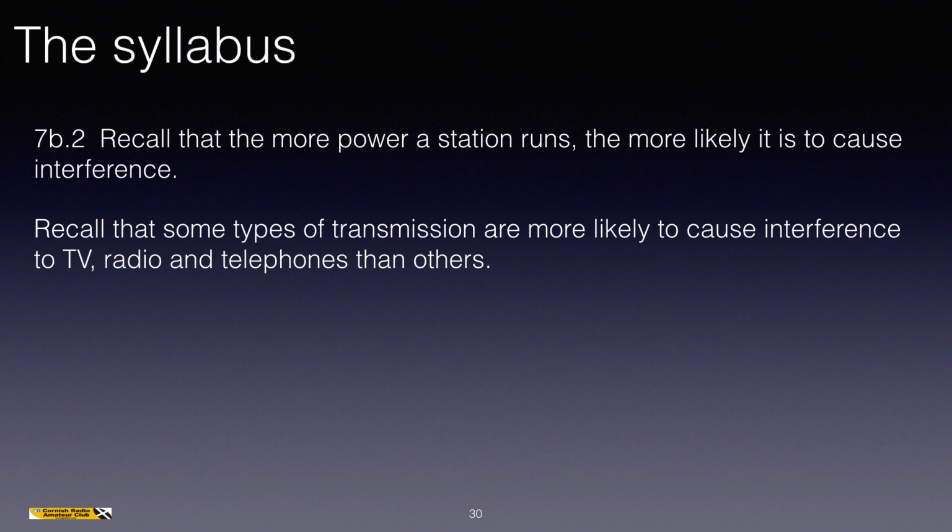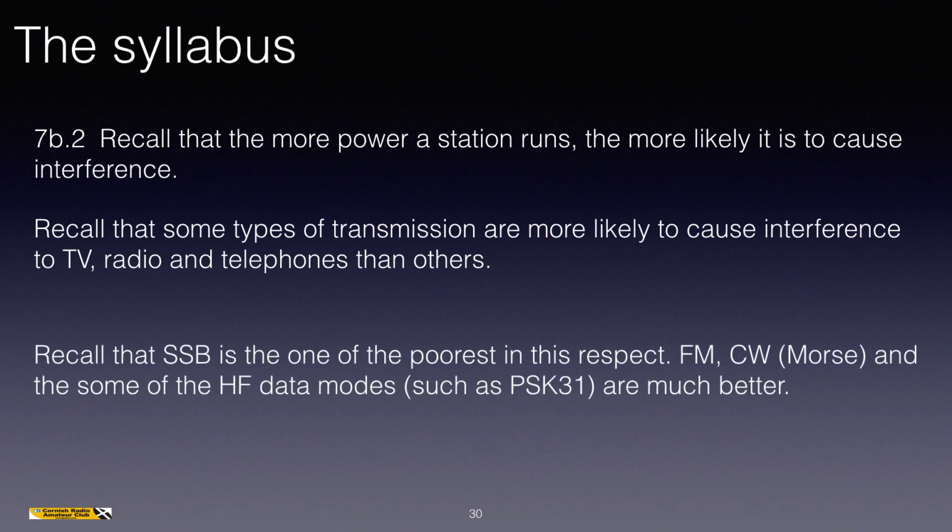Recall that some types of transmission are more likely to cause interference to TV, radio, and telephone than others. And recall that SSB is one of the poorest in this respect. FM, CW, which is Morse, and some of the HF data modes are much better. Now, this is not explained at foundation level, but is explained later on, I think, at intermediate and advanced levels. So you can certainly find information about this by looking at those videos or online.